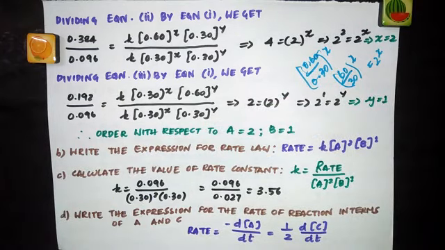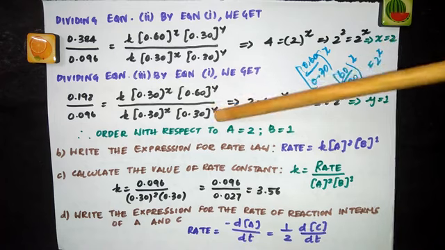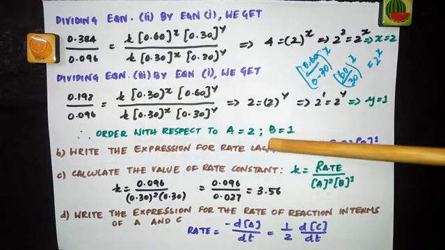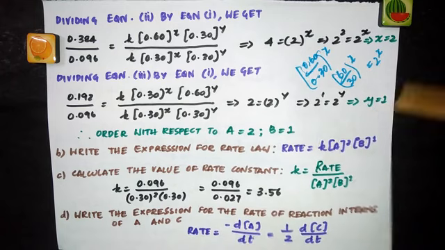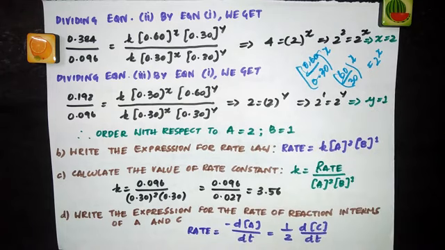And in the rate expression, we have written rate is equal to k into concentration of A power x into concentration of B power y. What is x and y? X is the order with respect to A and y is the order with respect to B. So what is the value of x? It is 2. So order with respect to A is equal to 2 and order with respect to B is equal to 1, because y value we found it to be 1. So this is the first question. What was the first question? Calculate the order with respect to A and B. So this is how we have to calculate the order. And the second question, write the expression for rate law.